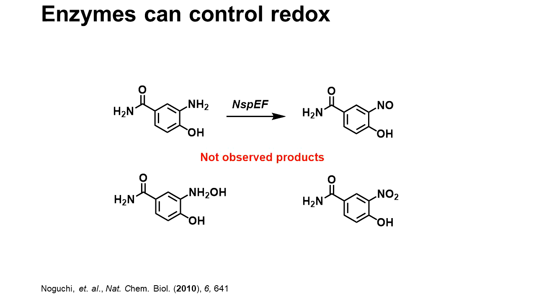To summarize, enzymes can select a specific substrate amongst many choices within the cell. They can selectively or specifically form regioisomers, and they can also control the redox or the specific reaction that is going to occur if there are multiple choices or multiple ways the reaction can happen.